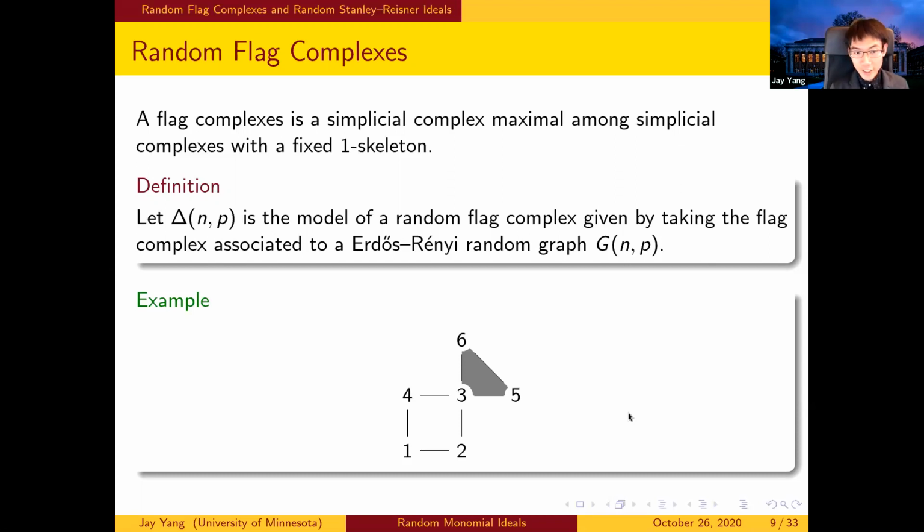Right, and so this gives you a random simplicial complex. Remember, we want a simplicial complex, so we can't fill in this 1, 2, 3, 4 cycle because that would require adding an edge, and we're not allowed to add edges.